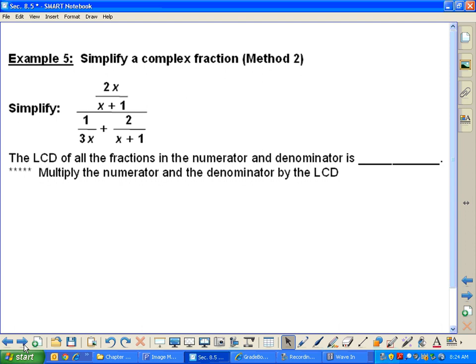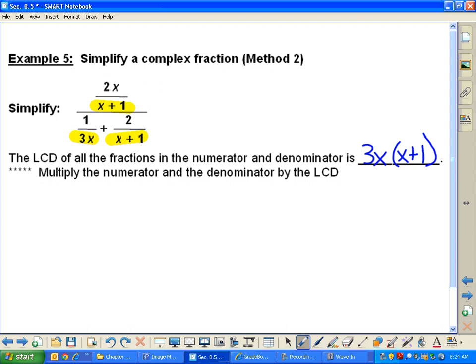Now, method 2 comes in handy when you have a lot of different denominators going on in the problem. Step 1 is to find the LCD of all of the fractions in the numerator and denominator. So your eyes have to go to every fraction in the problem. Essentially I'm tasked with finding the LCD between 3x and x plus 1. If you bring down the thing that's on the left and compare it with what's on the right and insert your missing factors, your LCD is indeed 3x times x plus 1.